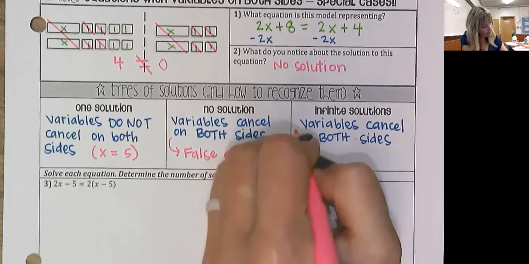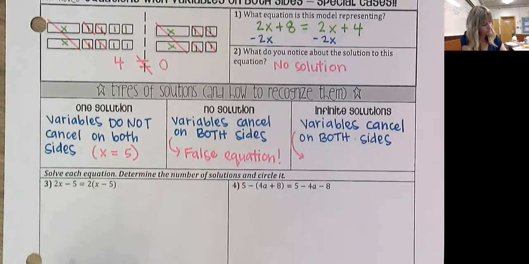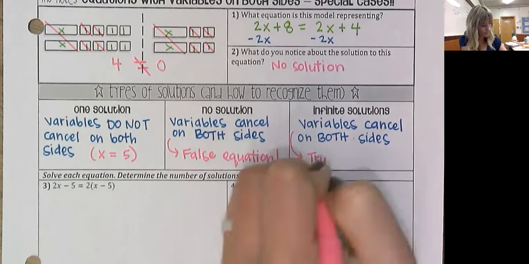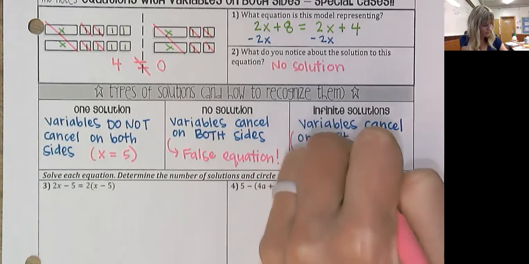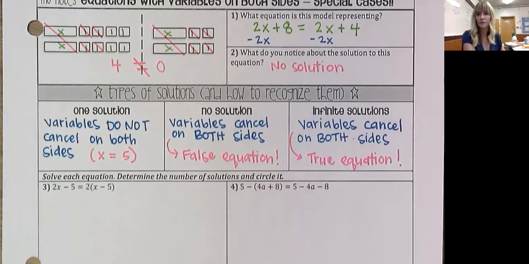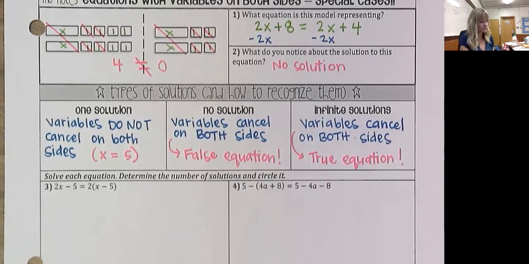So can you guess what will happen on this one? Well, what's the opposite of a false equation? A true one. And if you're like, what does she mean? What is she talking about? I don't understand what she's saying. Just say, I don't understand what she's saying yet. And as we look through a few examples, it will hopefully become clear to you.